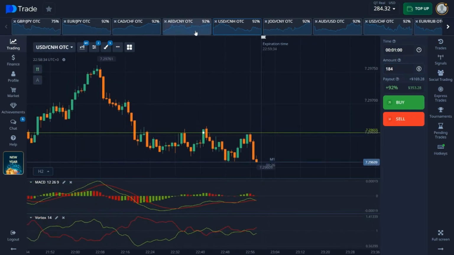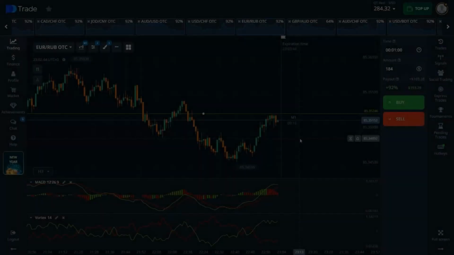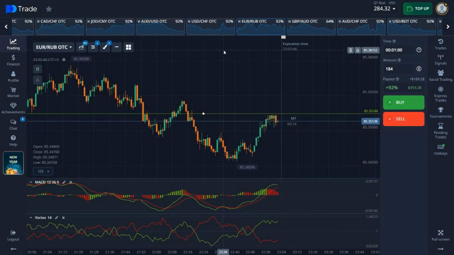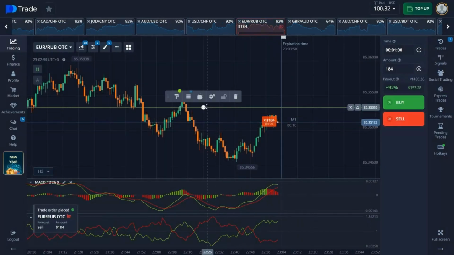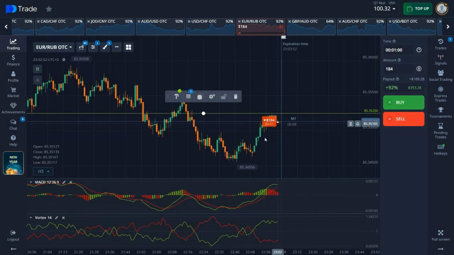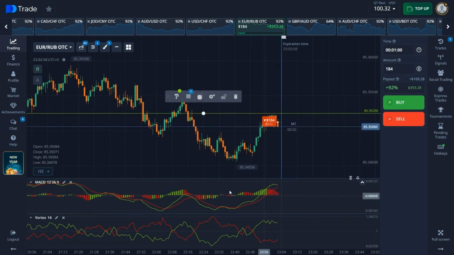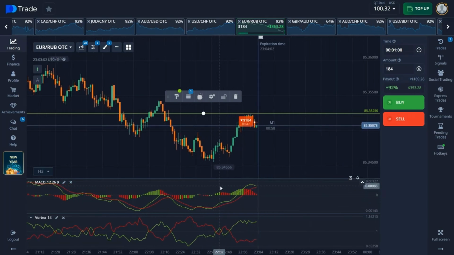On the MACD indicator we see the intersection of moving averages from top to bottom, and a decrease in volumes as well. Well, there are hints of a narrowing of moving averages on the Vortex indicator. So, the downward trend continues. It seems that we did everything correctly. Let's look at the result.